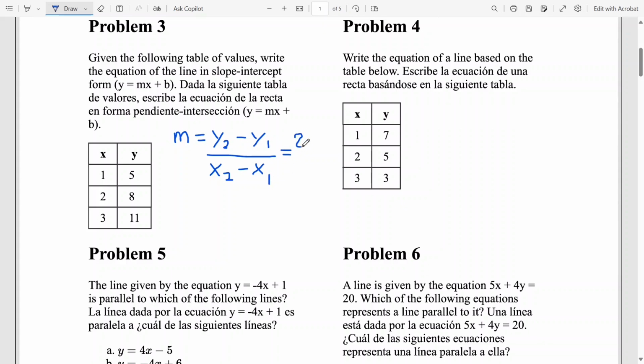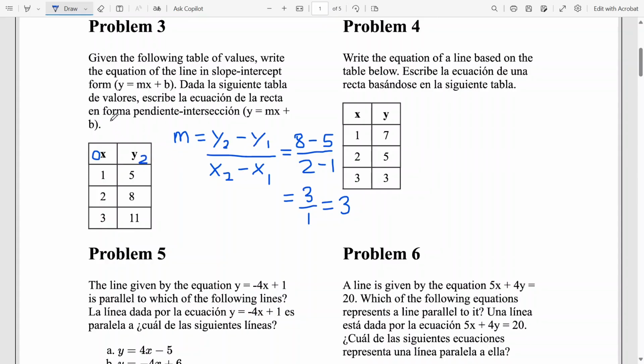Well, we have 8 minus 5 over 2 minus 1. So our slope, 8 minus 5 is 3, 2 minus 1 is 1, so 3 over 1. Slope is 3. Okay, but we have to figure out the y-intercept. So that's when x equals 0. Notice how as I go up 1 in x, I go up 3 in y. Meanwhile, if I went down 1 in x, from 1 to 0, I would go down 3 in y, so it would go down to 2.